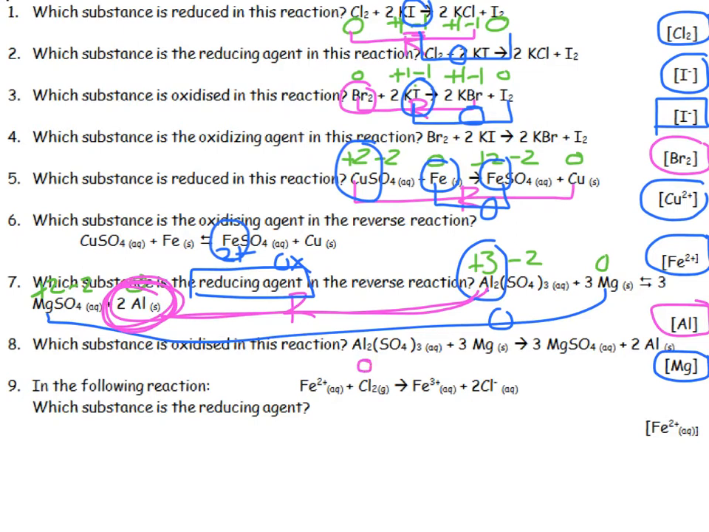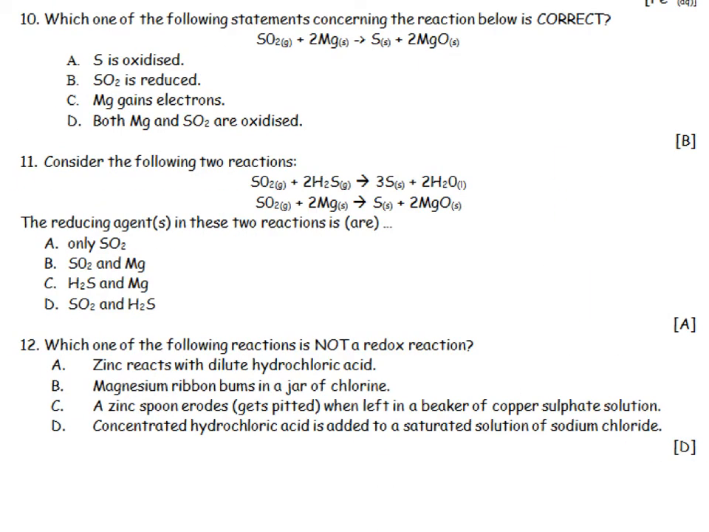So again, 0, -1, +3, +2, and we're going to go from the reducing agent must be the substance that got oxidized. So that's your oxidation, so it's the Fe2+ ion. Which of the following statements concerning the reaction below is correct?